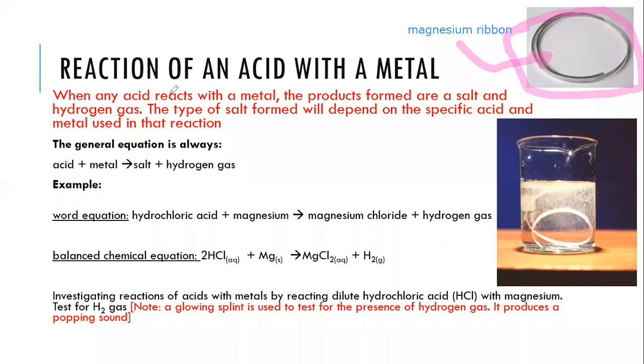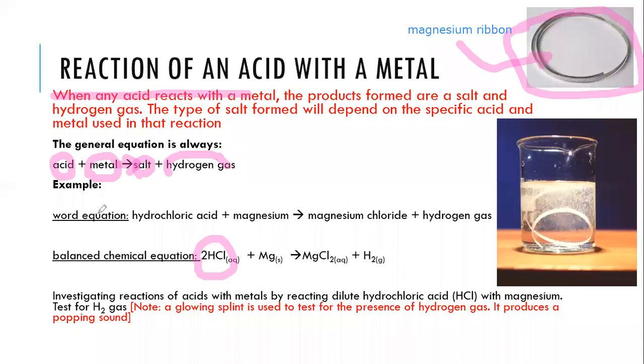When any acid reacts with a metal, as you know, mostly when we talk about acid, we use hydrochloric acid. That's the given example in the syllabus, and that's what I want to discuss mainly today. The products are a salt and hydrogen gas. What is the general equation? Acid plus metal, the arrow representing the reaction, producing salt plus hydrogen gas.